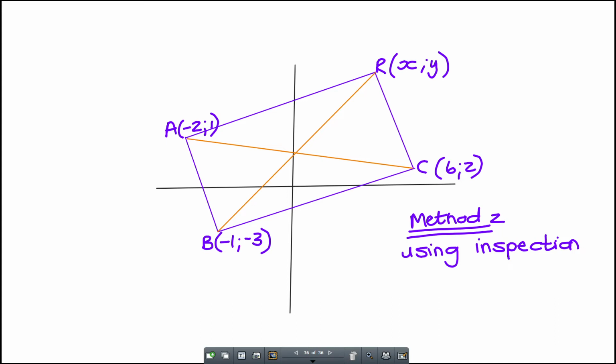This was still from that page that I handed out, right? We said that was a parallelogram and then I told you to get the coordinates of R. So we use that method where we use the midpoint, right? That was method 1. Then method 2 is by using inspection.